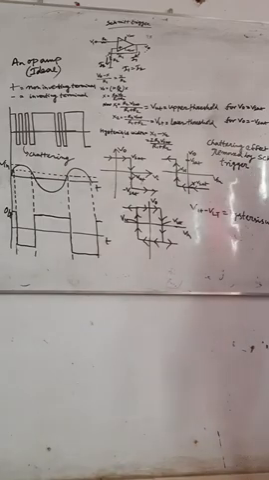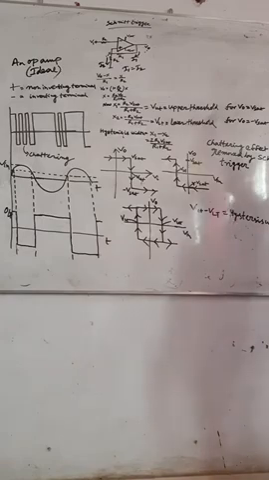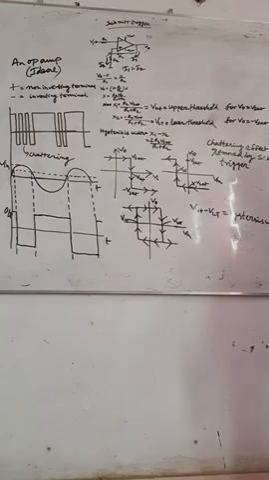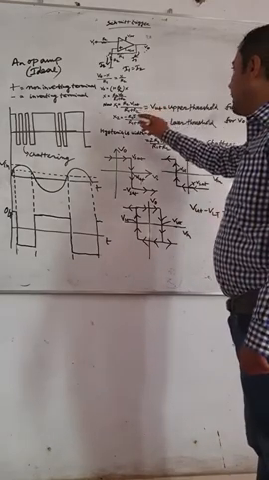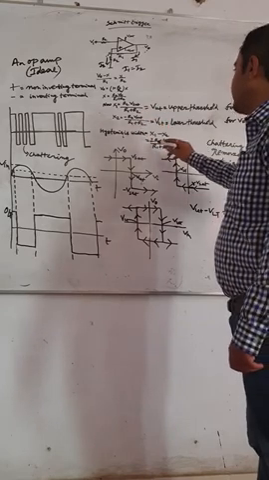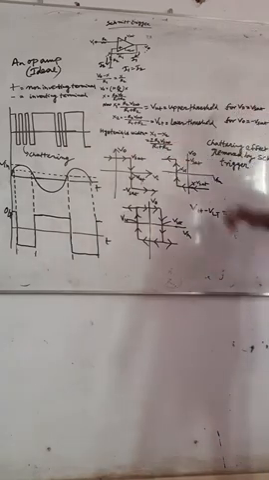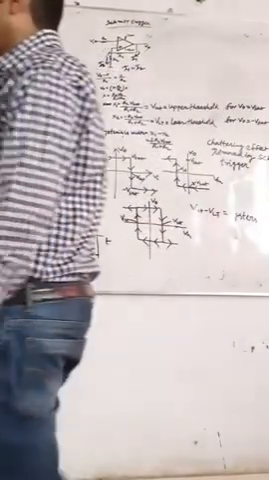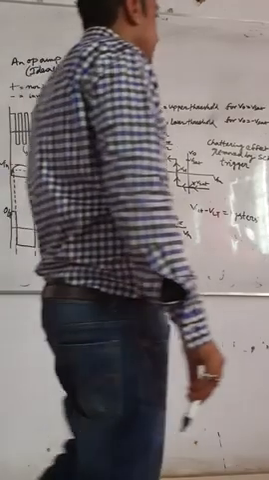Now, if you take the difference between the upper threshold voltage and the lower threshold voltage, you will get the hysteresis width. If you subtract R2 into V sat divided by (R1 plus R2) minus minus R2 into V sat divided by (R1 plus R2), that is twice R2 into V sat divided by (R1 plus R2). It is called hysteresis width, the magnitude of the distance between the upper threshold voltage and the lower threshold voltage.